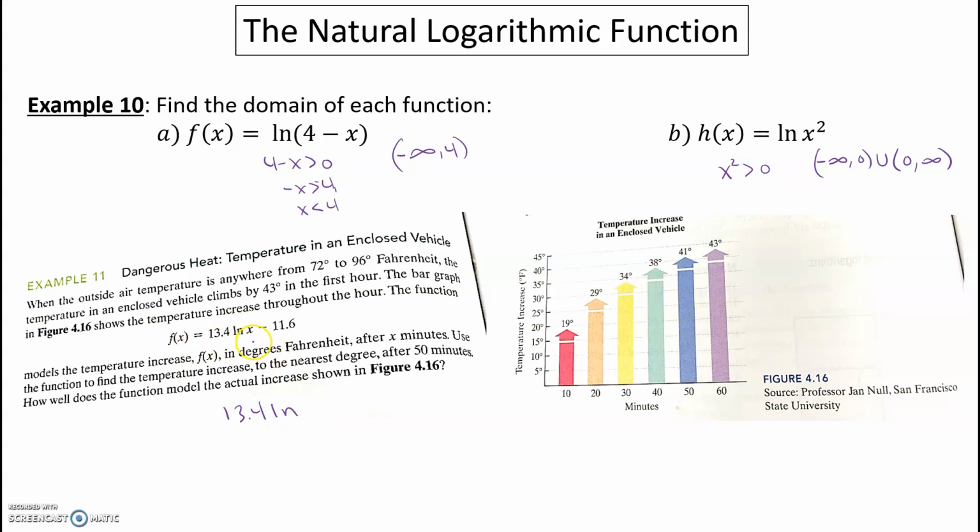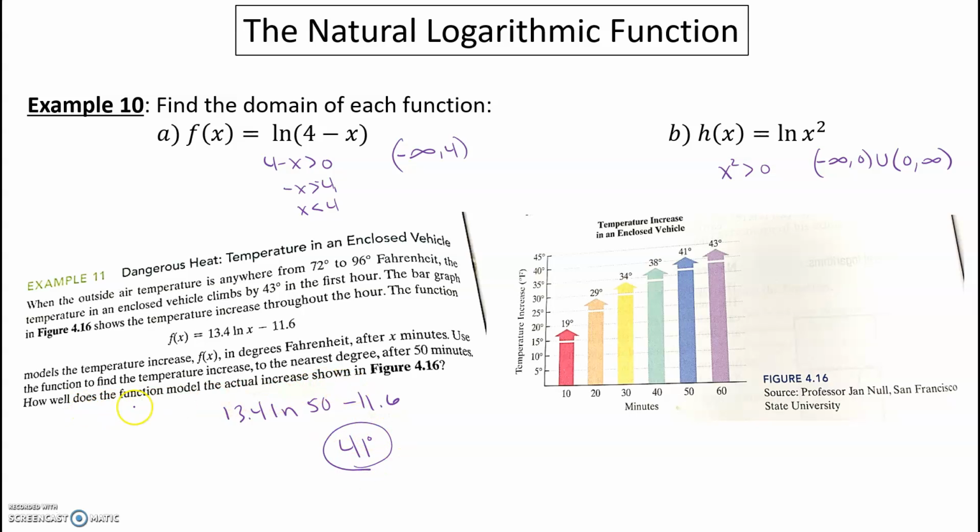Here we're using this function. They want to know after 50 minutes what happens. And again, there should be an ln key. Just like there was a log key, there should be a natural log key. So in your calculator, you do 13.4, you hit that natural log, ln, 50, close that parenthesis, and then do minus 11.6. And you should get 41 degrees.